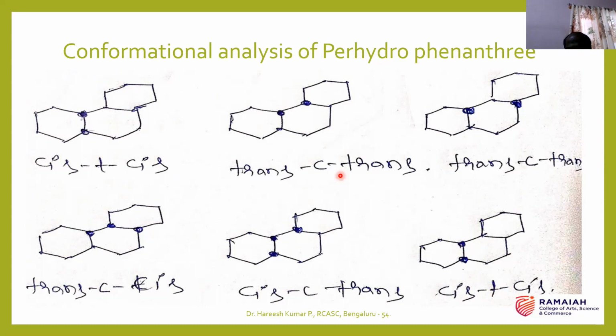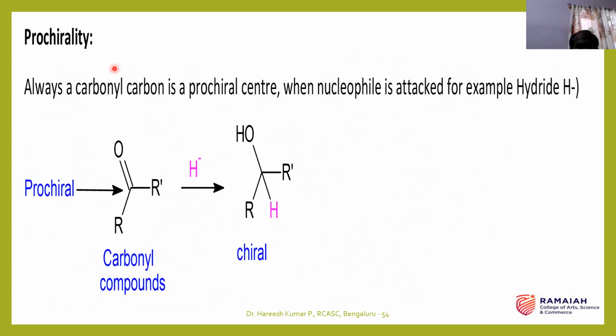Okay, now. So prochirality means the conversion in a single step. If we are able to convert a non-chiral compound to a chiral compound, then such a process is called prochirality, and this type of compound is called a prochiral compound. Any molecule or compound which can be converted into a chiral molecule in a single step, that phenomenon is called prochirality.